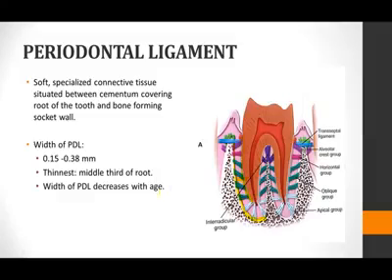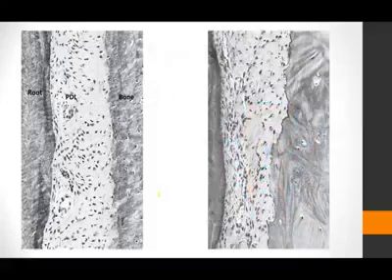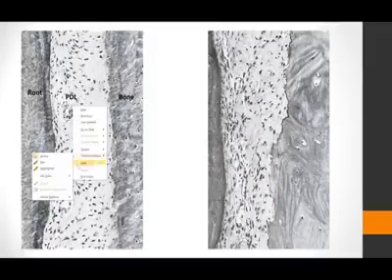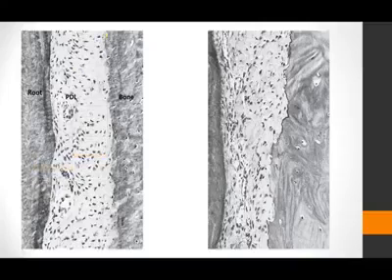The width of the PDL also decreases with age. In this figure, you can clearly see the bone on one side and the PDL on the other side, root on the other side, basically the cementum. And between the cementum and your bone, this soft connective tissue space that you can see is the periodontal ligament.